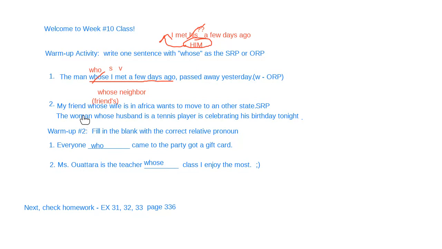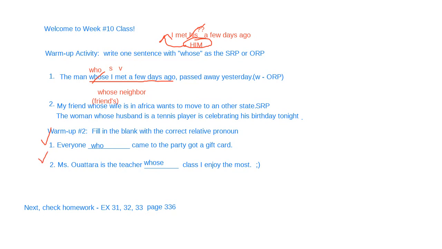And the second one is also correct. The woman whose husband is celebrating his birthday tonight. So the woman is celebrating his birthday. Yeah. Sounds good. Okay, and let's go down to the bottom. Everyone who came to the party got a gift card. That is correct. We cannot use whose. We never can have that. We're not going to put the possessive whose plus the verb. So this one is correct. We just use the regular who as an SRP. Number two, Mrs. Ouattara is the teacher whose class I enjoy the most. What do you guys think? Is that correct? Yes.